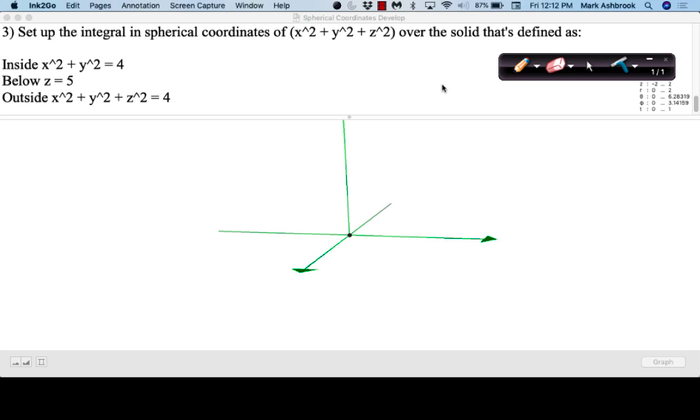Okay, so this is our f of x, y, z. And here we're going to integrate that function, x squared plus y squared plus z squared, for all points in the solid inside x squared plus y squared equals 4, below z equals 5, and outside x squared plus y squared plus z squared equals 4.